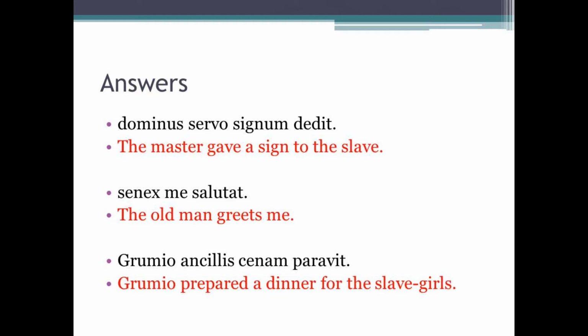So if you got all three of those right, consider yourself a Latin legend. If you got two of those right, consider yourself an apprentice. And if you only got one of those right, still don't worry, these were hard sentences. If you didn't get any of them right, then just go back to the drawing board and try to learn some of the basics covered in this video.